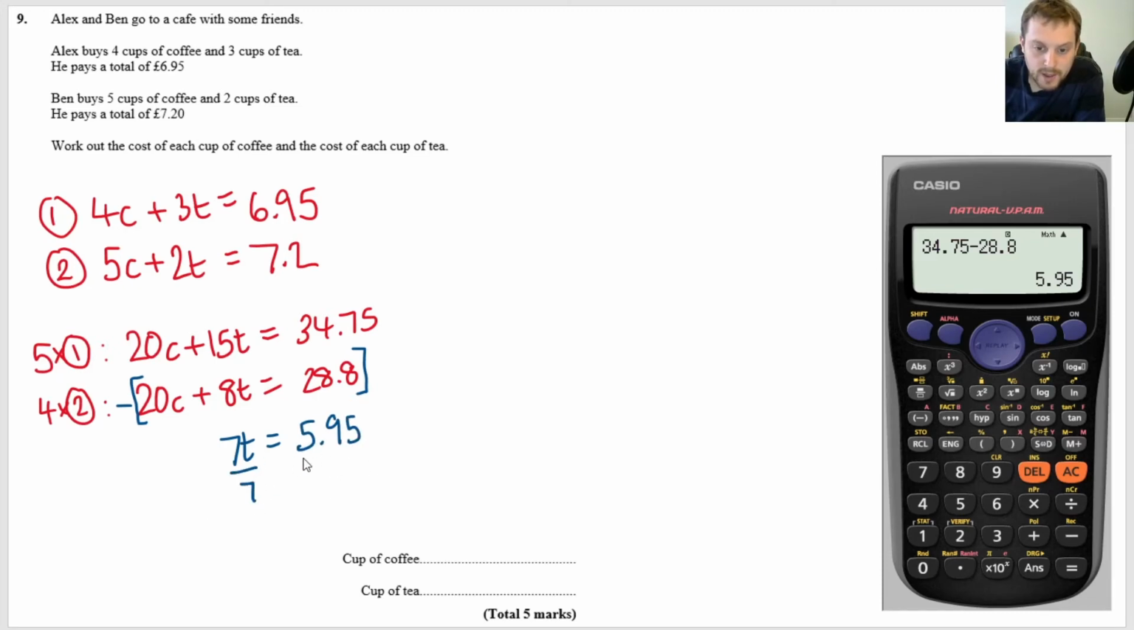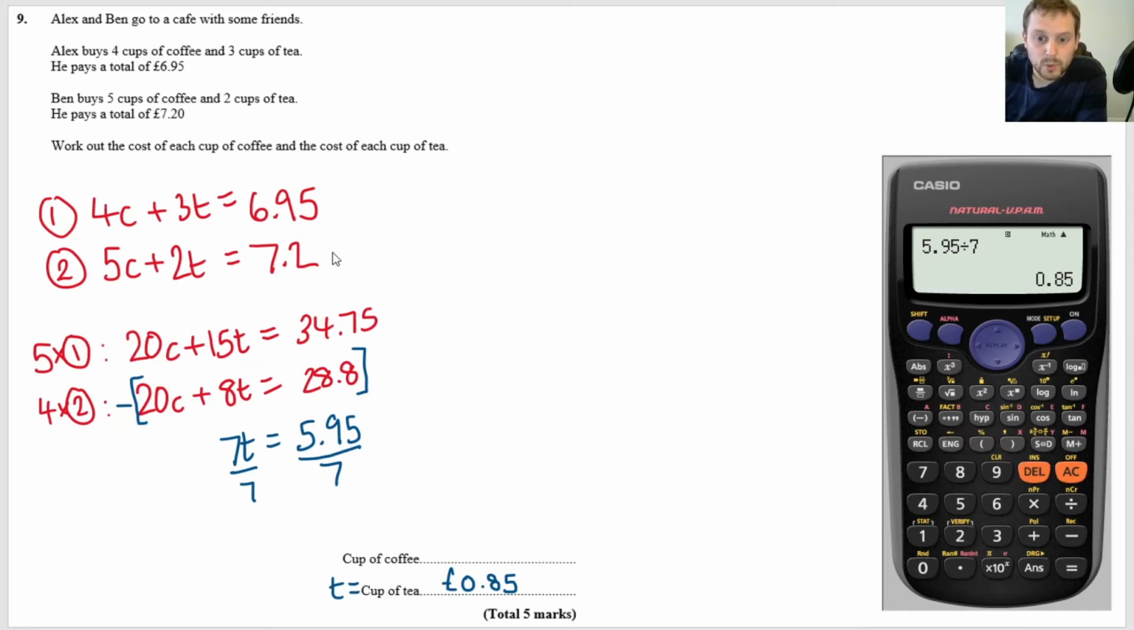So now I'll share that by 7 to get what 1t is, and this is actually going to be my answer here. So t is 1 cup of tea. I need to do that divided by 7. So I get 85p or £0.85. Okay, so we've got what t is. So how do we now work out what c is?